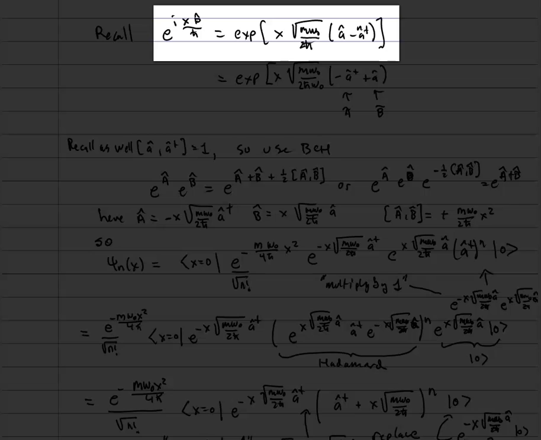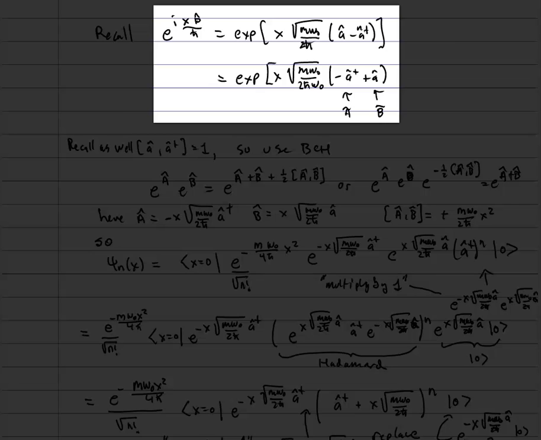And I can rewrite that. It's x square root of m omega 0 over 2h bar times minus a dagger plus a. I've written it in that form because I want the a dagger term to be on the left. I'm going to call that a tilde hat, if you like, or just a big A hat. It's not the same as our old big A hat earlier in the lecture, and a big B hat.